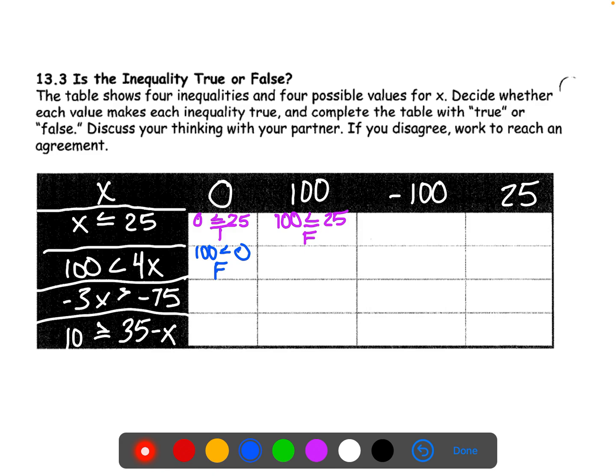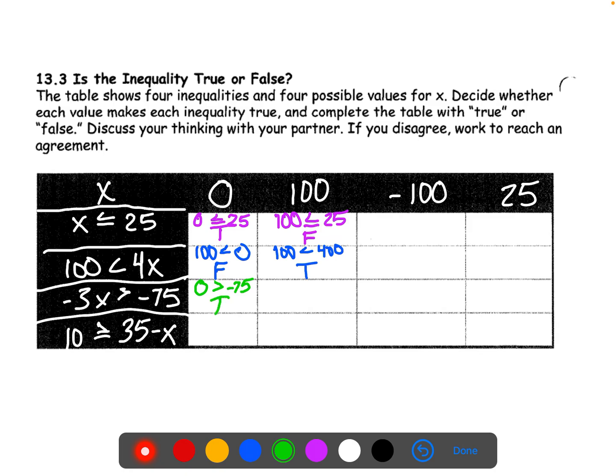If we carry it over to 100, 100 is less than 4x, or 400, and now it's a true statement. Let's look at the next inequality. So negative 3x is our term. That's negative 3 times 0, so that's still going to be 0 is greater than negative 75. That's true. 0 is greater than any negative number.